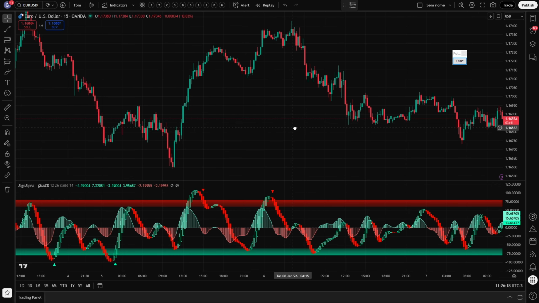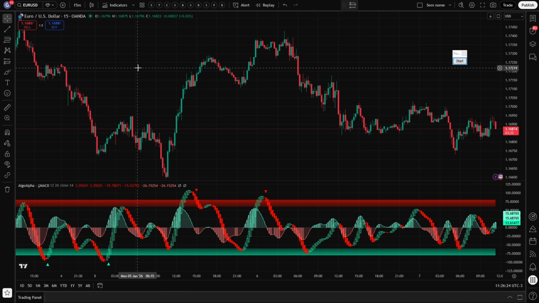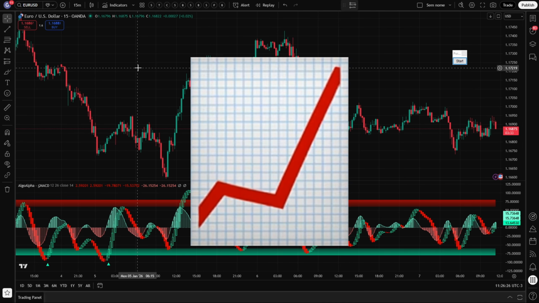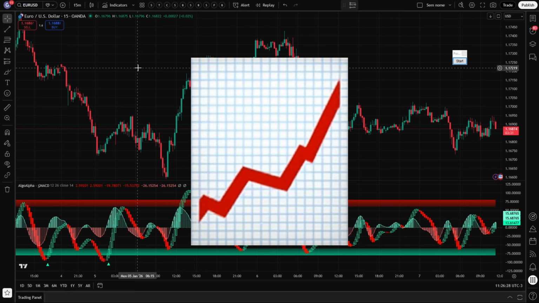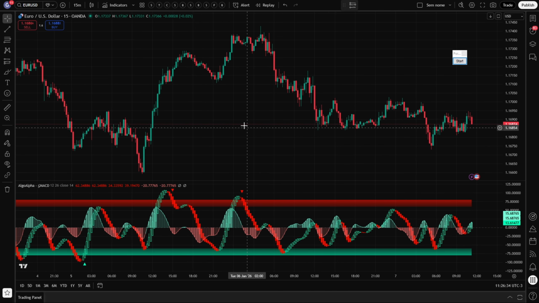The first thing we need to do is be here on TradingView.com and choose an asset that we can trade. I'm on the EURUSD. You can choose Forex pairs, cryptocurrencies, stocks, indices, whatever you prefer. I'm currently on the 15-minute chart, but you are free to select any other desired time frame too.